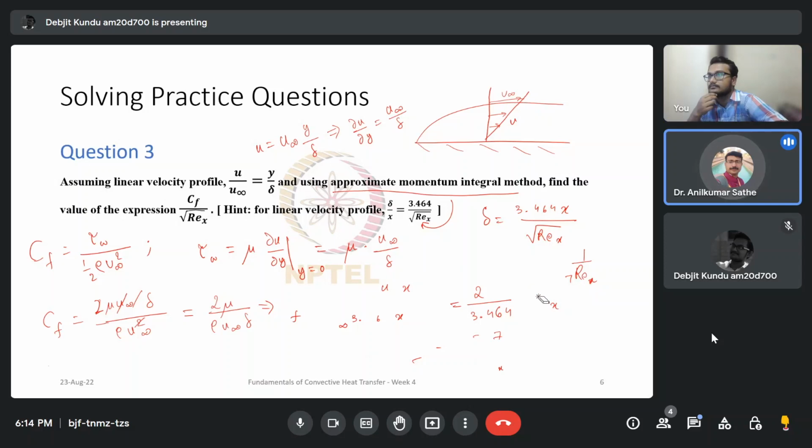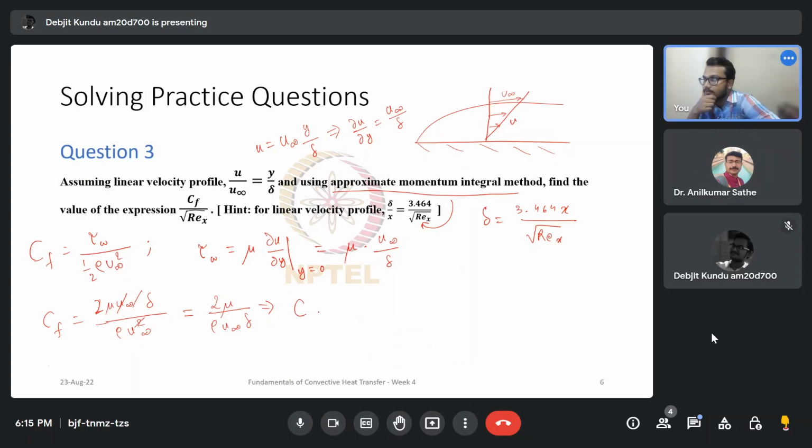Now what I have done, delta by x is that expression. So directly we will get the value of root Rex, let's keep Rex, so root of Rex as 3.464, x by delta. So Cf, this would be 2. I'm writing this mu by rho as nu over here. So nu, there is a u infinity here, and we are writing the value of delta over here.